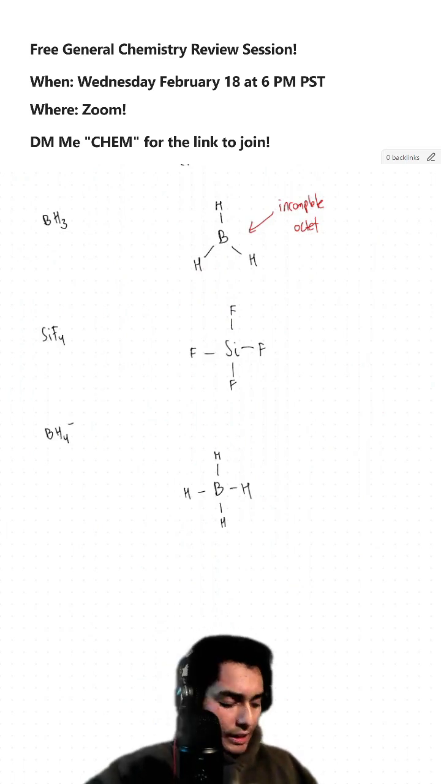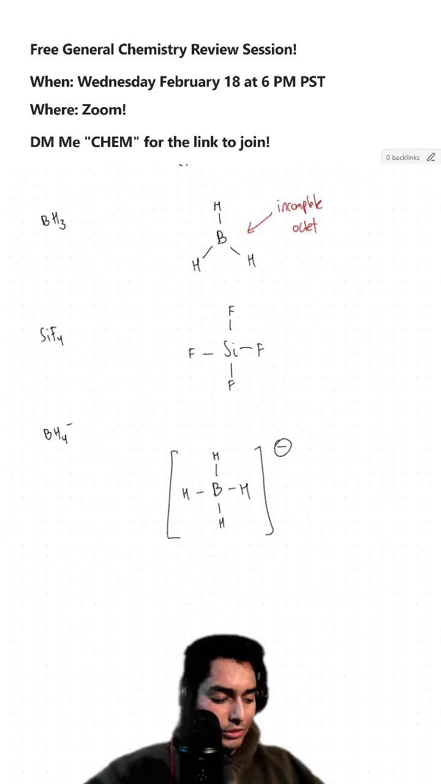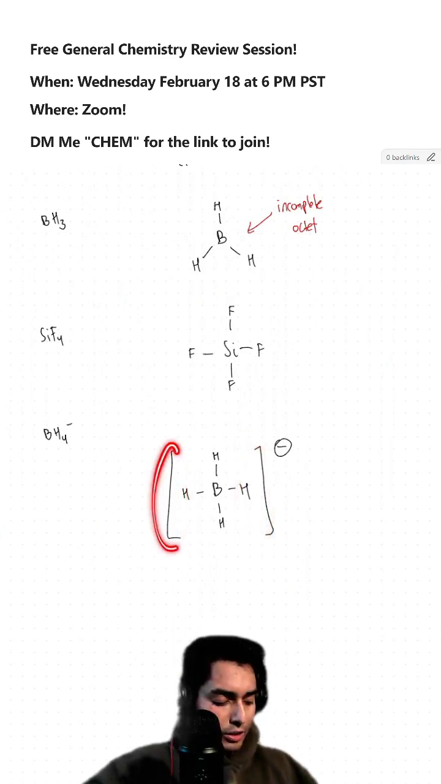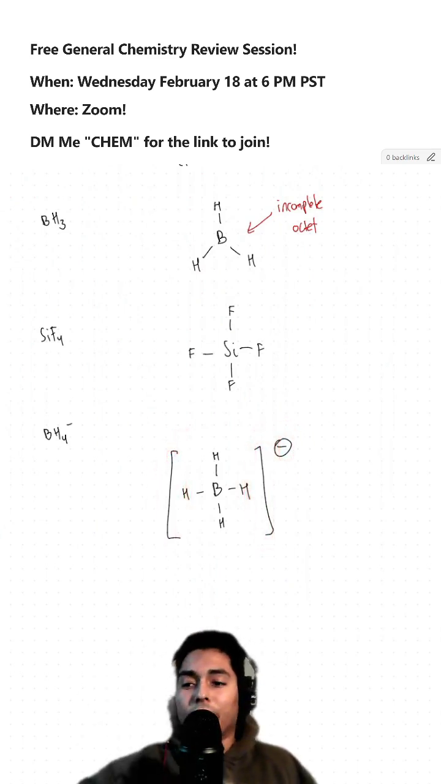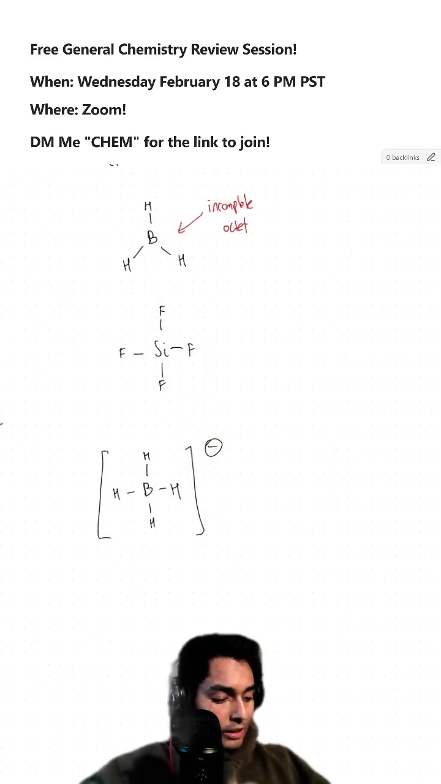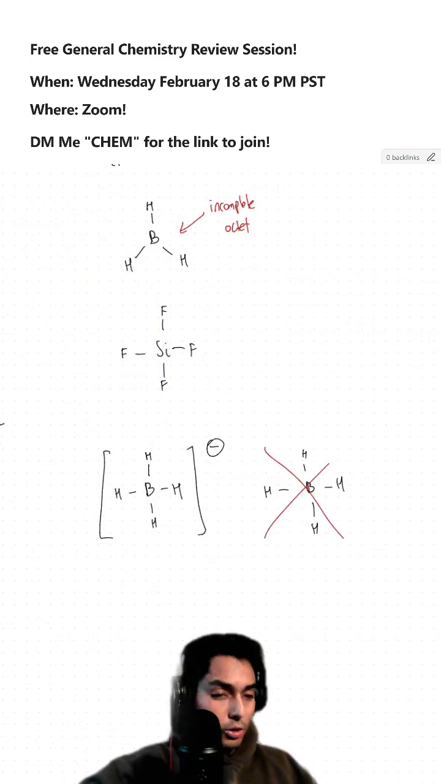Okay, and we're going to have a minus charge, and I have to have brackets to indicate that the overall charge is minus. Some of you forget the brackets, and your professors are really tough. They're going to take away points if you forget the brackets and the overall minus charge. They're not doing it because they hate you. They're doing it because if I do BH4, this is wrong. This has no charge.